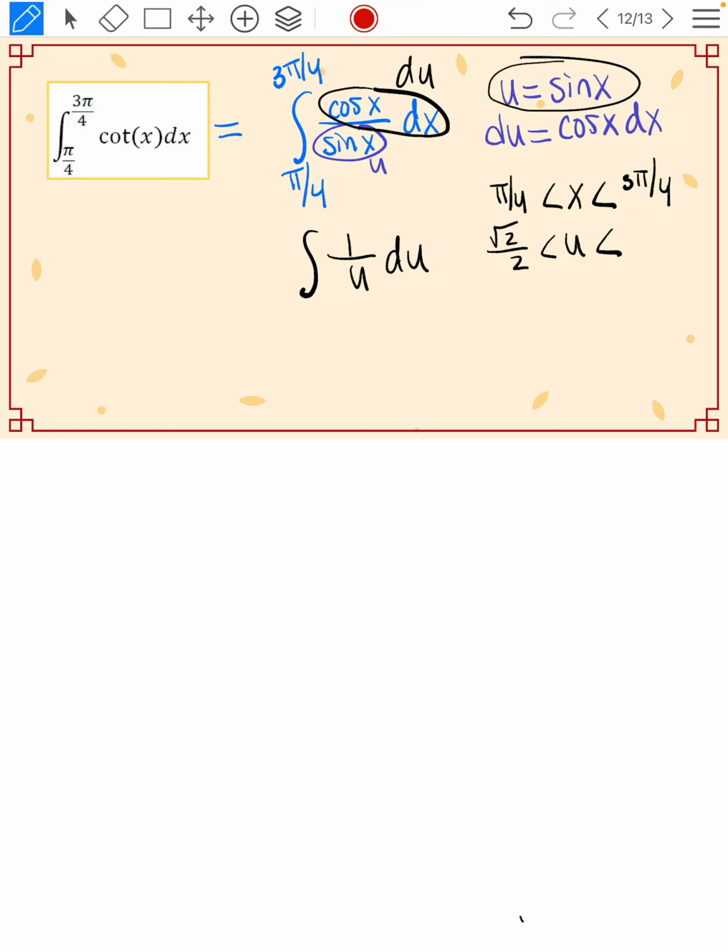And sine of 3 pi over 4, well, 3 pi over 4, I'm now in the second quadrant. So sine's still positive, so sine of 3 pi over 4 is also going to give me root 2 over 2. What did I do wrong? Sine of pi over 4.